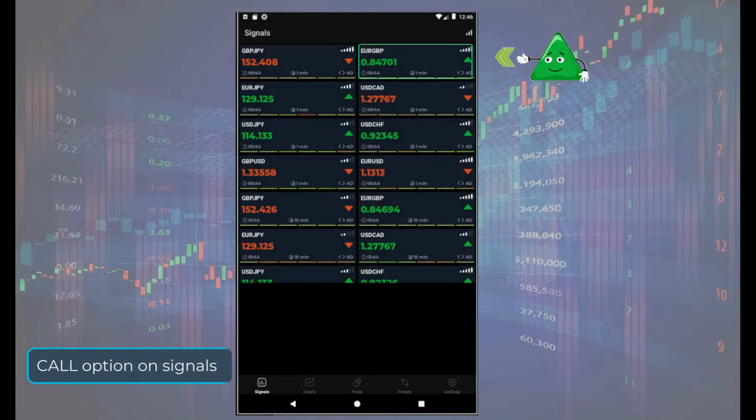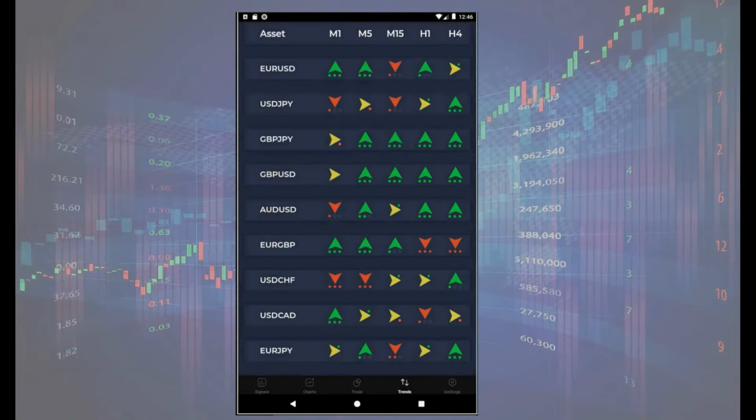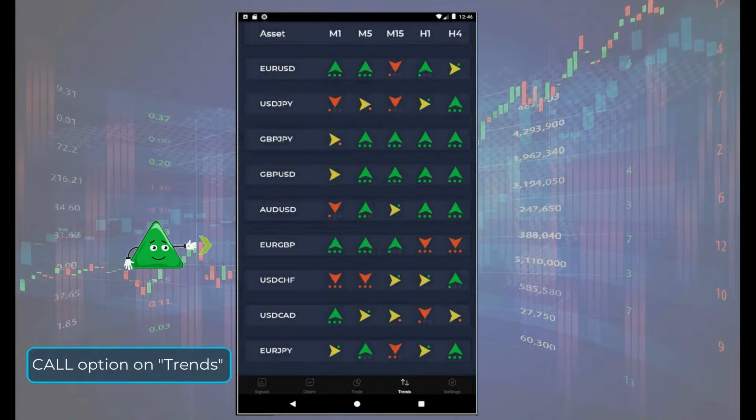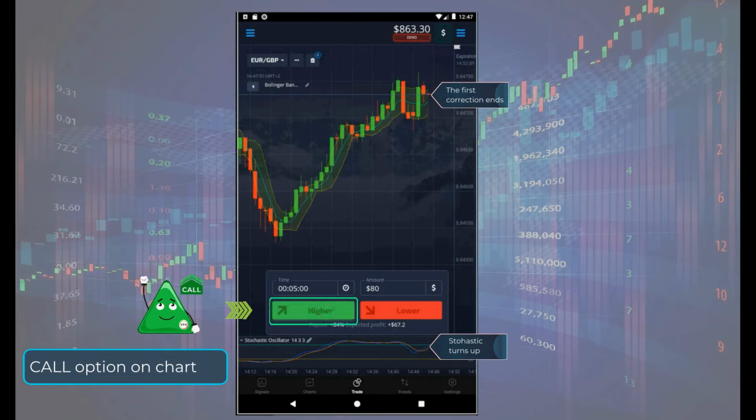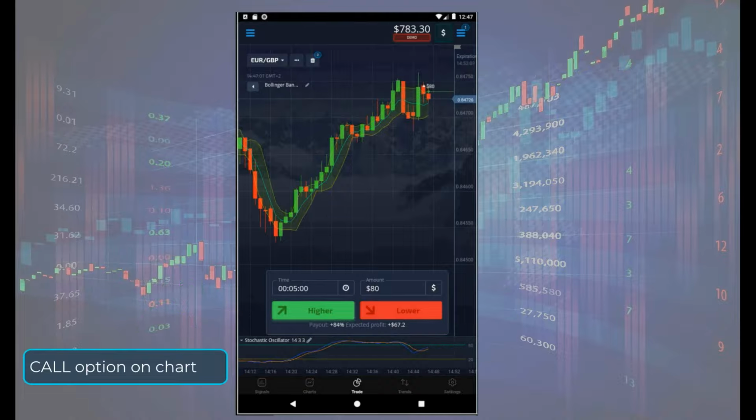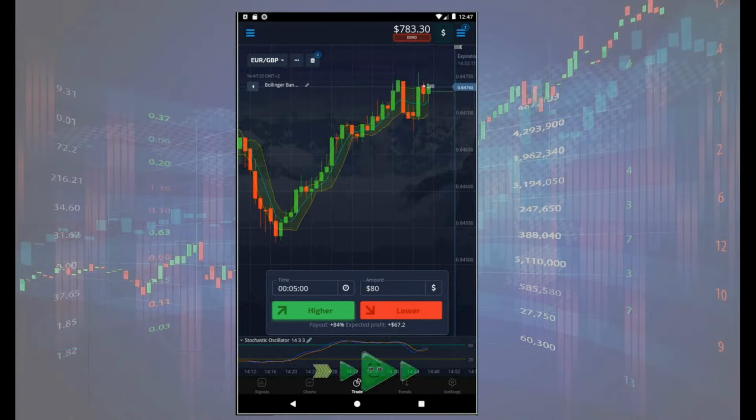Go to trends to confirm the uptrend. There is a confirmation of the trend on the working, lower and higher time frames. We look at the chart and strategy. The first correction of the trend. Stochastic is turning towards the overbought level. The price is above the Bollinger centerline. The trend will continue, open the next call option, begin to compensate for the losses.